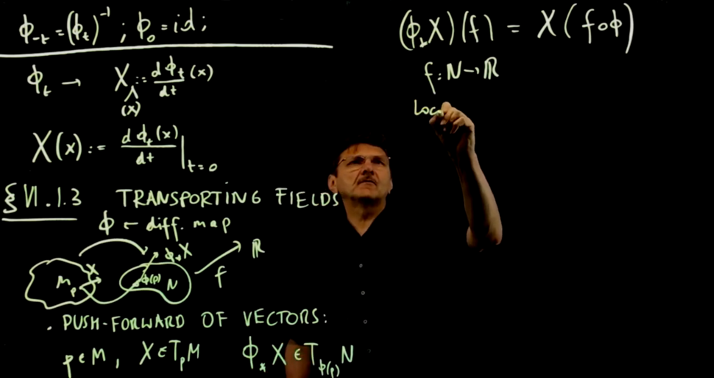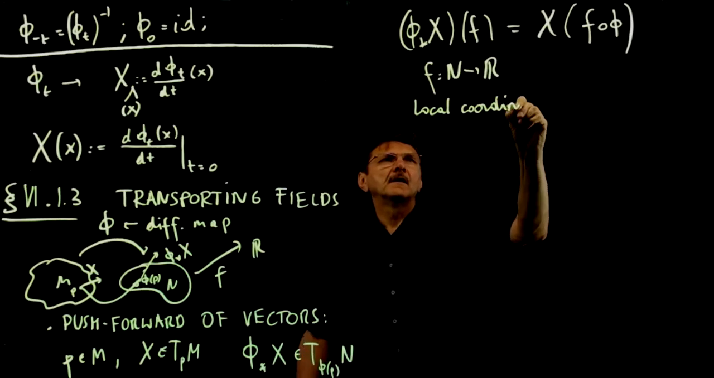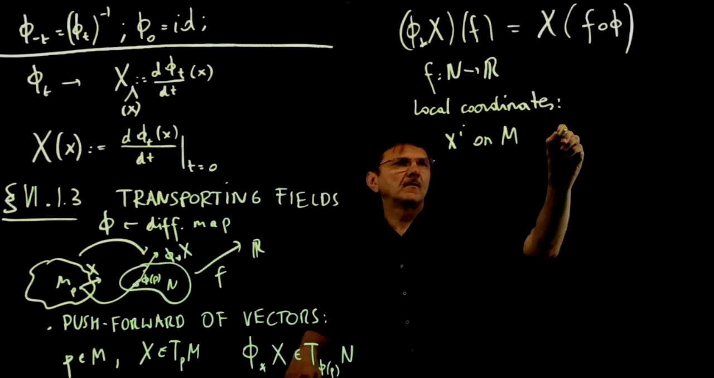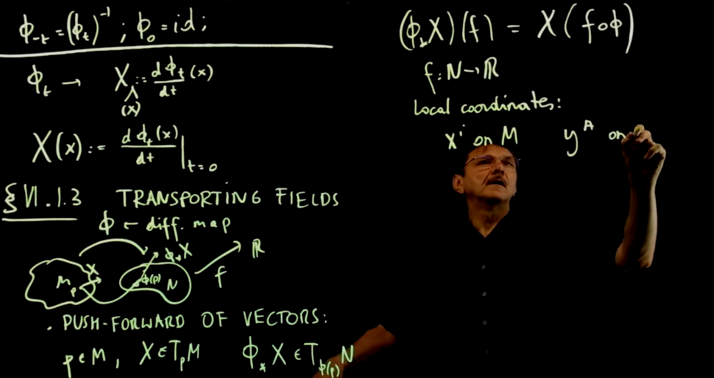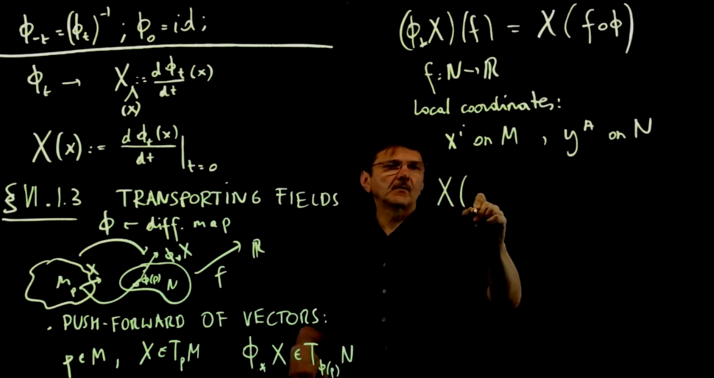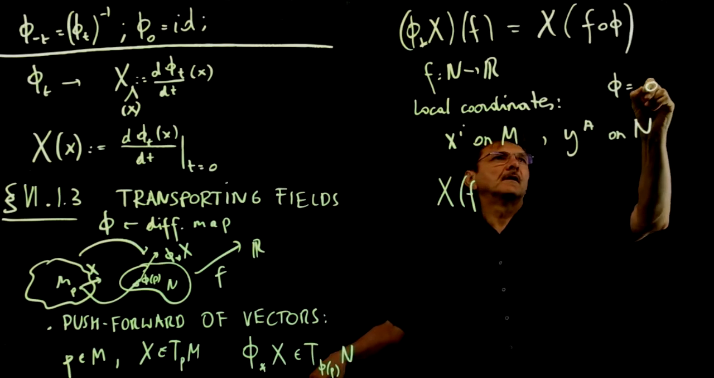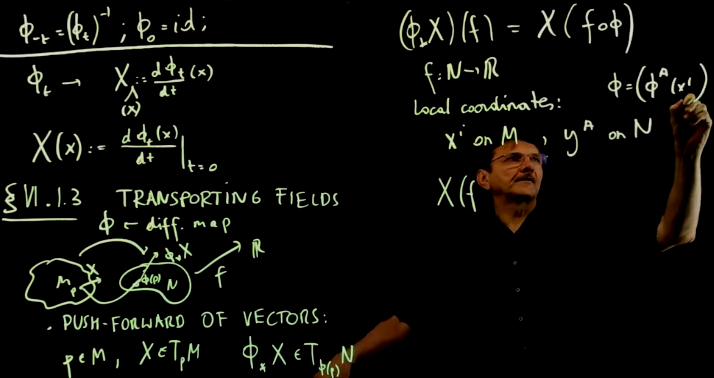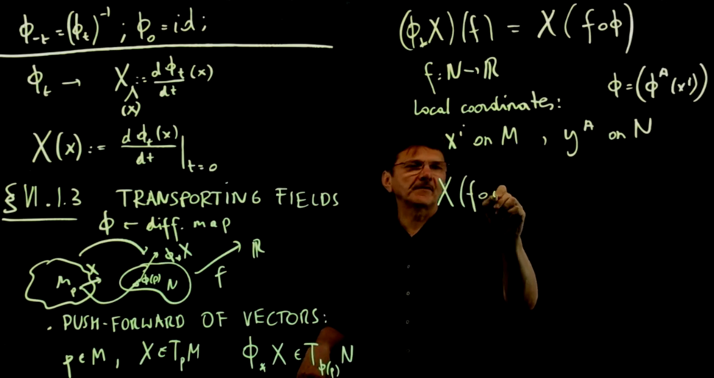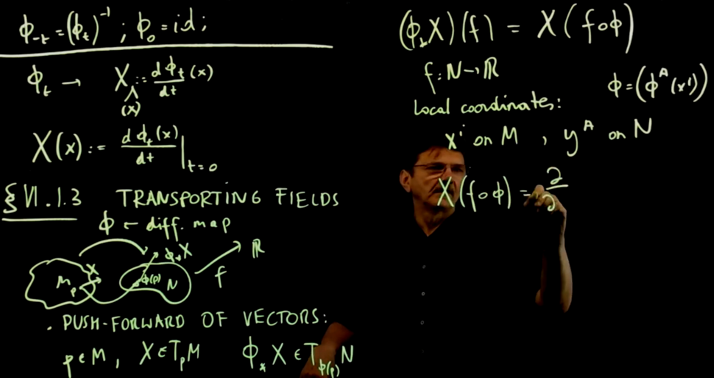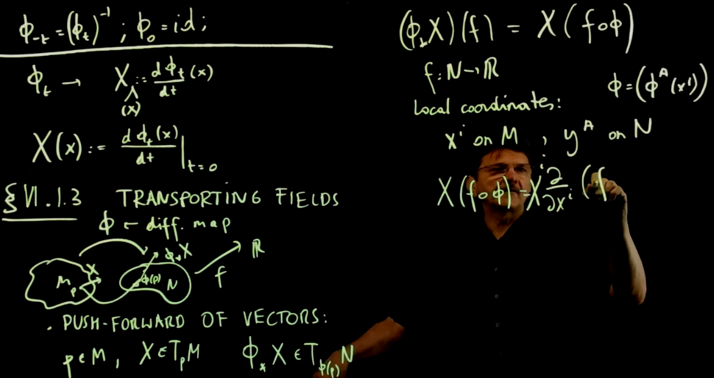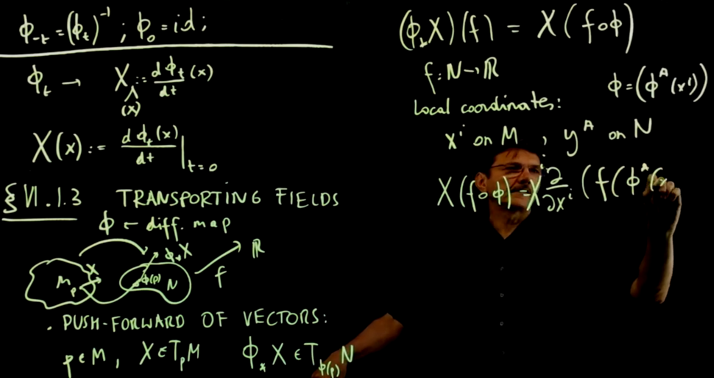So let's see how this works in local coordinates. We have coordinates x^i on M, y^a on N. So phi will be a collection of functions phi^a of x^i. x acting on f composed with phi is x^i d over dx^i of f of phi^a of x^i.